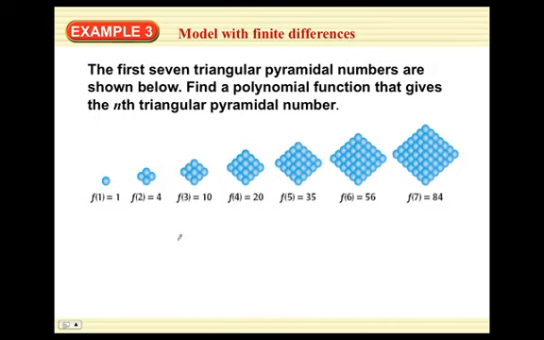So example 3, we're going to find the polynomial function. Find the function that gives this pyramidal number. The first 7 triangular pyramidal numbers are shown below. When x is 1, the output is 1. The second number gives you an output of 4. The third one gives you an output of 10, and so on. Basically, they're giving you a table right here, which doesn't look like a table.